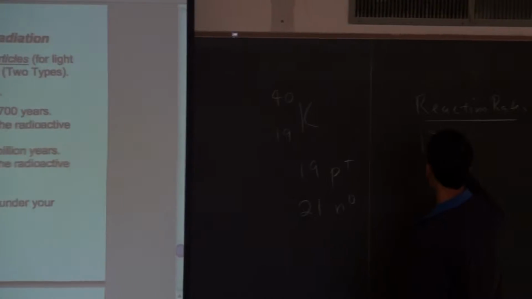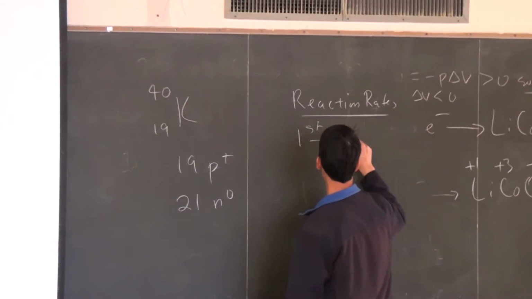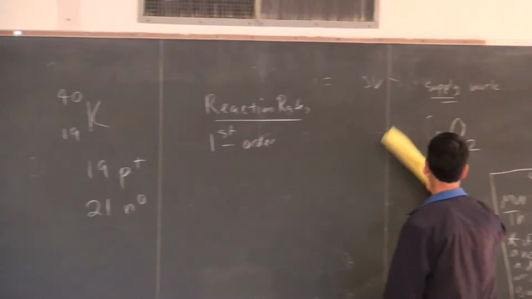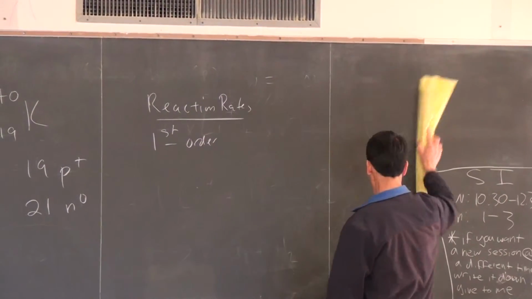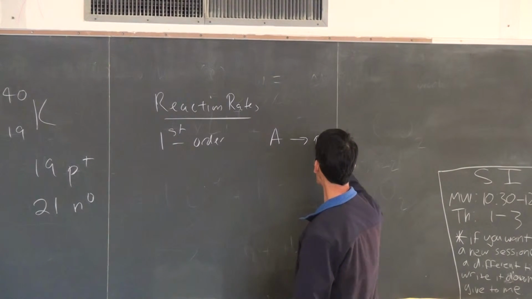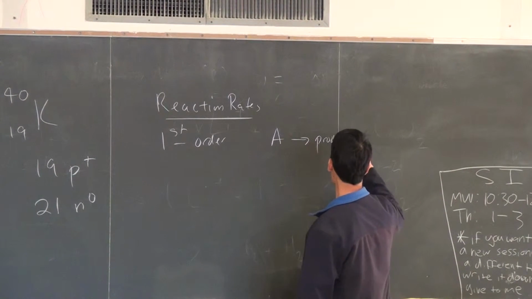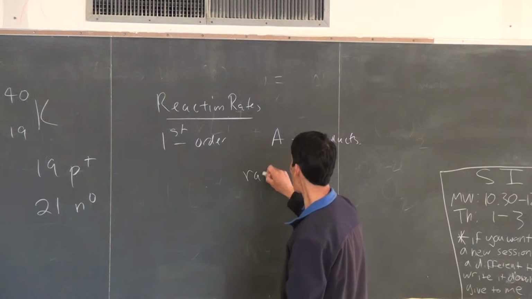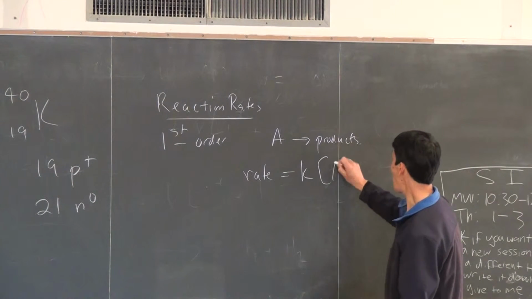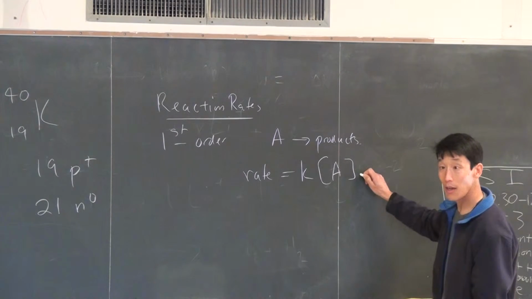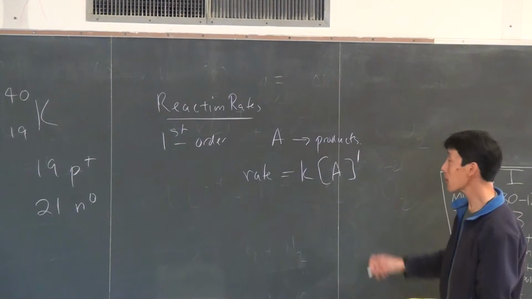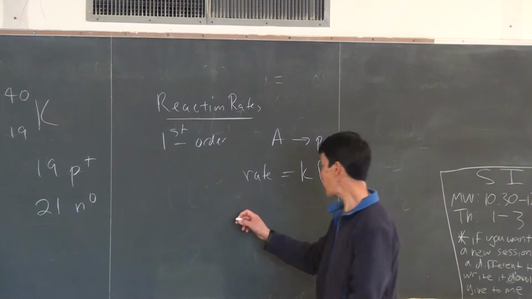Okay, so if it's a first order process, that means that if we have our radioactive decay, so we have A going to products, our rate is equal to the rate constant k times A to the first power. And then we can also figure out the half-life.